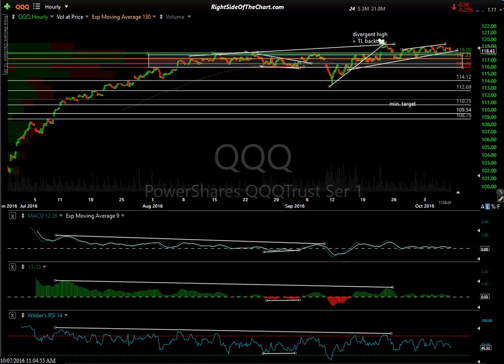So if you want to know where the Qs are going, or the Nasdaq 100 that is, you just need to get a good read on the charts of the top 10. And if you know where the Nasdaq 100 is going, you can tell where the market's going, because this has been the leading index for many years. When the market goes up, it leads on the way up. When the market goes down, it tends to lead on the way down. So let's take a look at the individual charts.